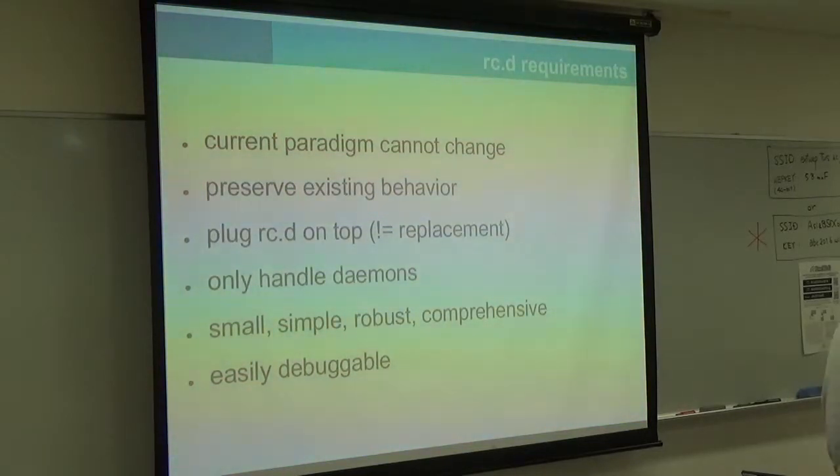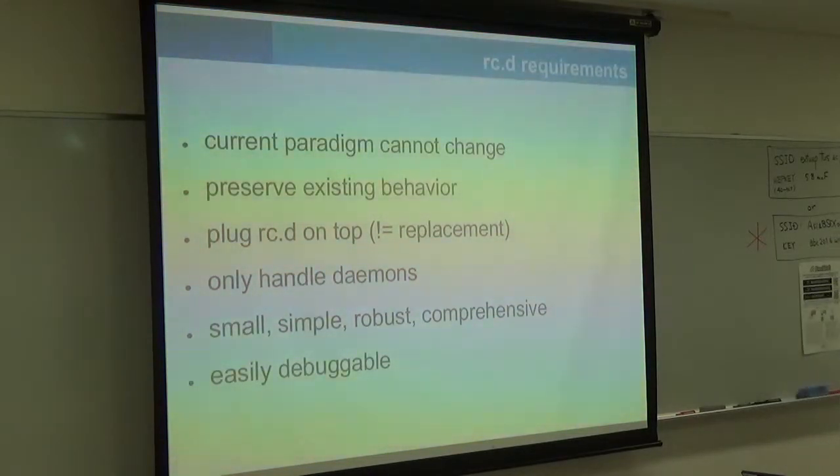So our requirements: first of all, the current paradigm cannot change. We have to preserve the existing behavior. That means that we had to plug our RCD system on top of the existing one. There was no way that we could come up with something that would transform anything, or there was no way that we would be able to actually commit it to OpenBSD.